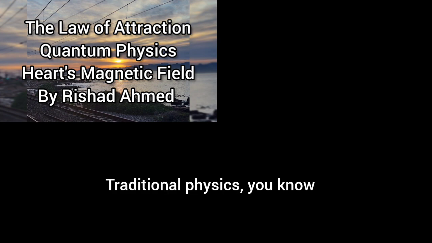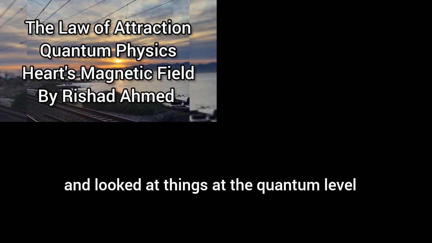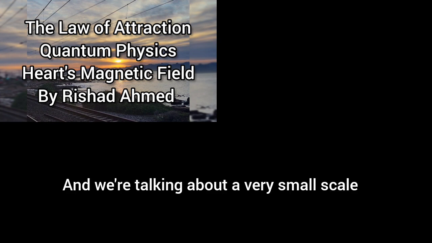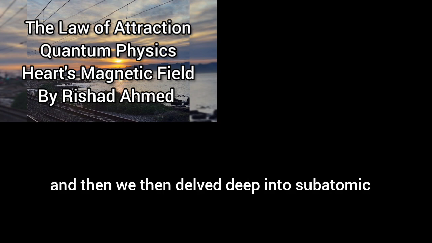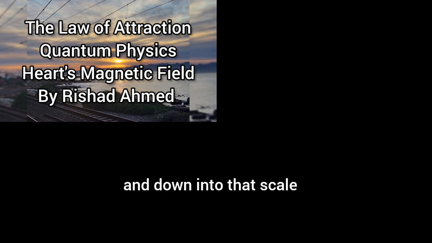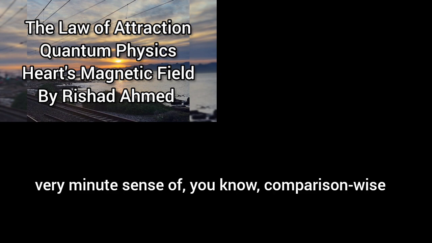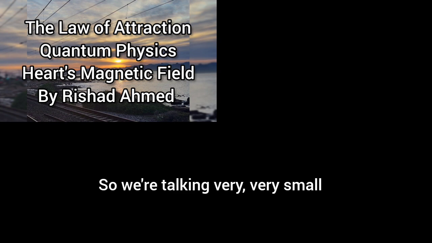Traditional physics, we had Newton and his laws, but then later on, quantum physics came about and looked at things at the quantum level, which is a quanta, like a unit of measurement, and we're talking about a very small scale, subatomic. So at one point we had the atomic scale, and then we delved deep into subatomic, and we go down and down and down into that scale, and we get down to what they call a Planck scale, which is very, very minute in comparison. I think it's just a rough estimate, a 10 millionth of the size of a hair. So we're talking very, very small.